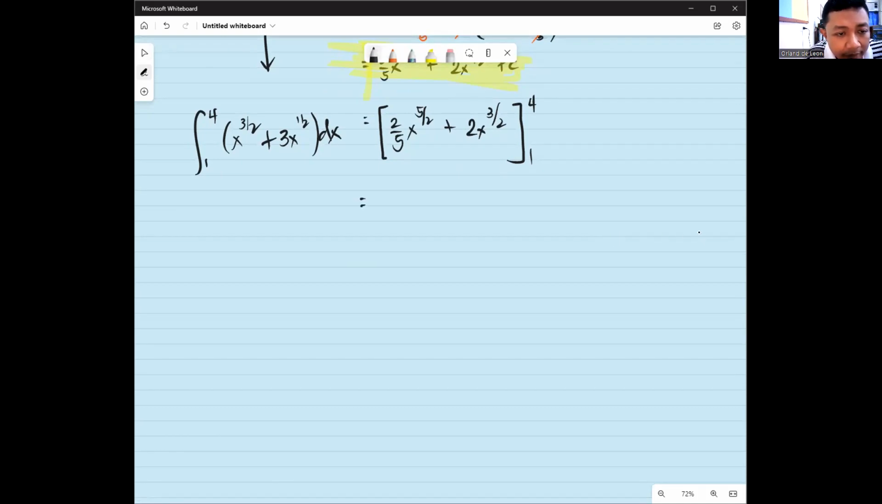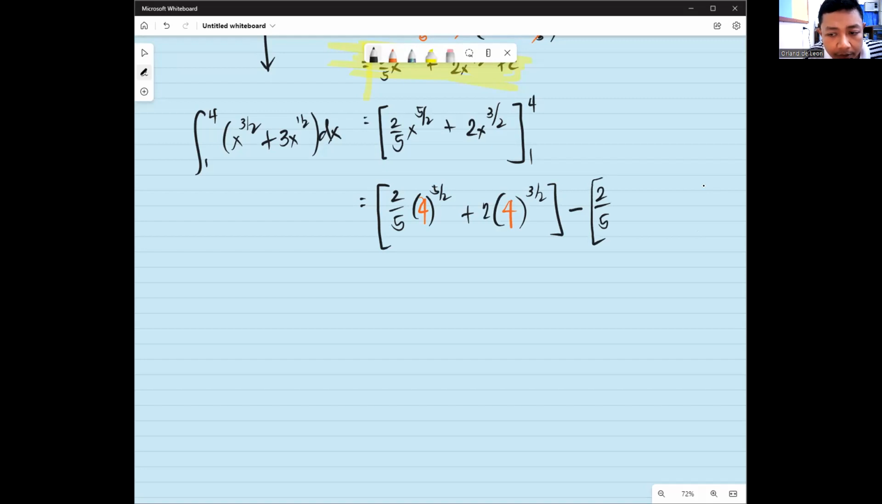Okay. So we will now have here 2 over 5 times 4 raised to 5 over 2 plus 2 times 4 raised to 3 over 2, close bracket, minus 2 over 5. Let me change the color of this so that we can easily identify those. So this is 4 and this is 4. And then, so we have here 2 over 5 times 1.